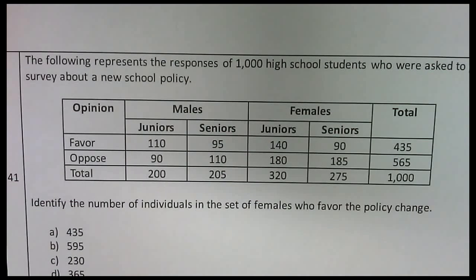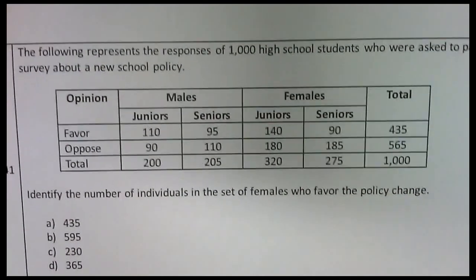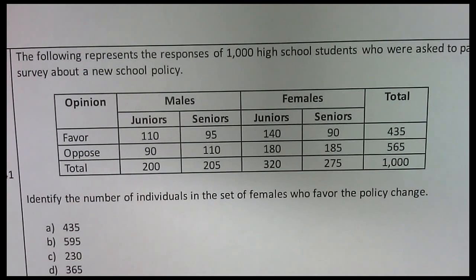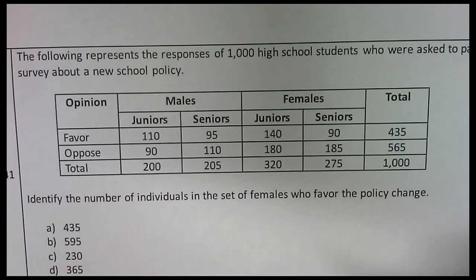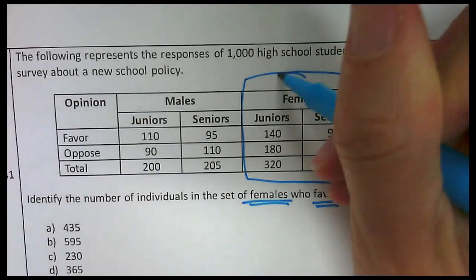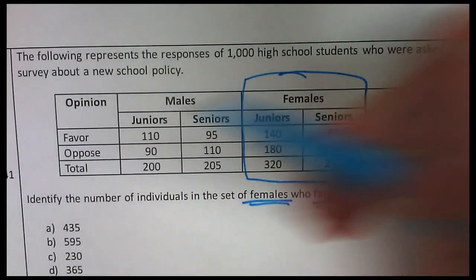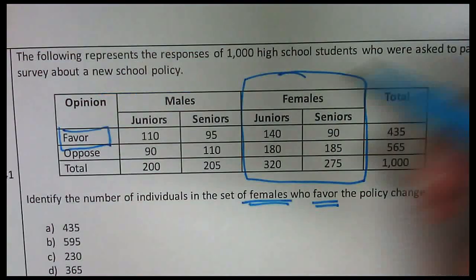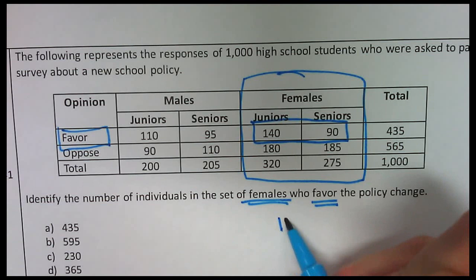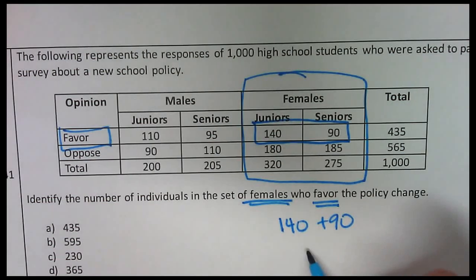Number 41 says the following represents the responses of 1,000 high school students who were asked to participate in a survey about a new school policy. Identify the number of individuals in the set of females who favor the policy. So I'm just looking in the females section and I want to look in the favor row. These two values, 140 plus 90, give me a total of 230.